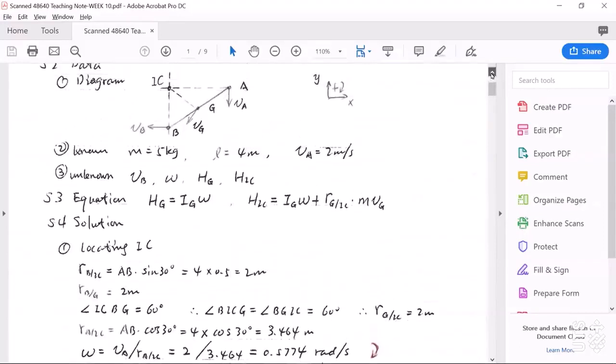And here, I defined a coordinate system. In this coordinate system, X direction, right side, Y positive direction, upward, and clockwise is the positive rotation direction.